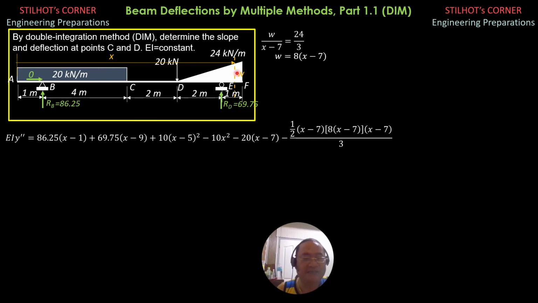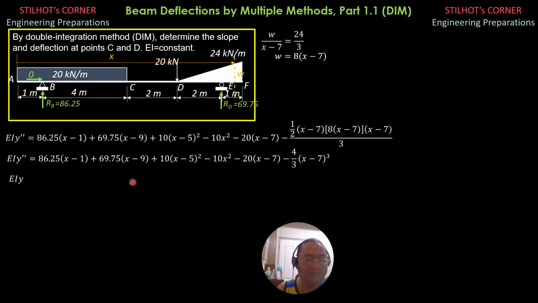Then because this is extended up to here, minus 10x square minus 20 times quantity x minus 7, then minus the moment of this triangular load, 1/2 of quantity x minus 7 times W, which is 8 times quantity x minus 7 times the moment arm x minus 7 over 3. Simplifying, EI y double prime is 86.25 times quantity x minus 1 plus 69.75 x minus 9 plus 10 quantity x minus 5 square minus 10x square minus 20 x minus 7 minus 4 thirds x minus 7 cube.